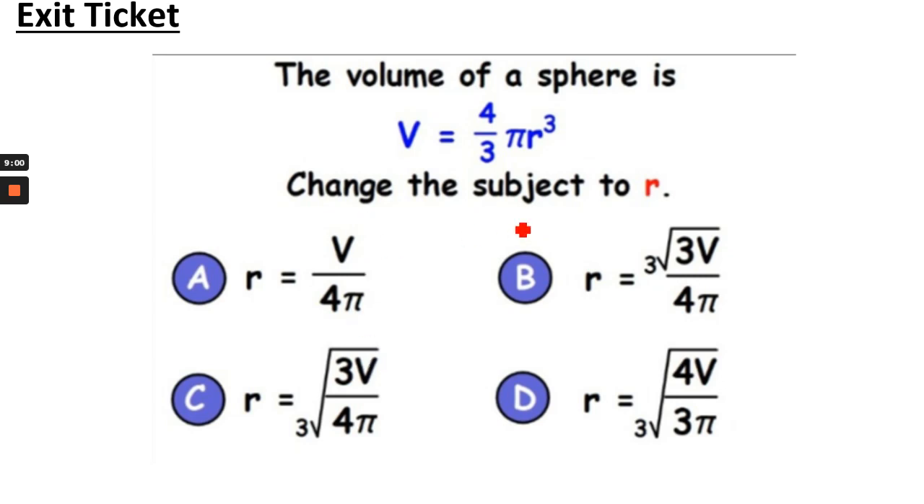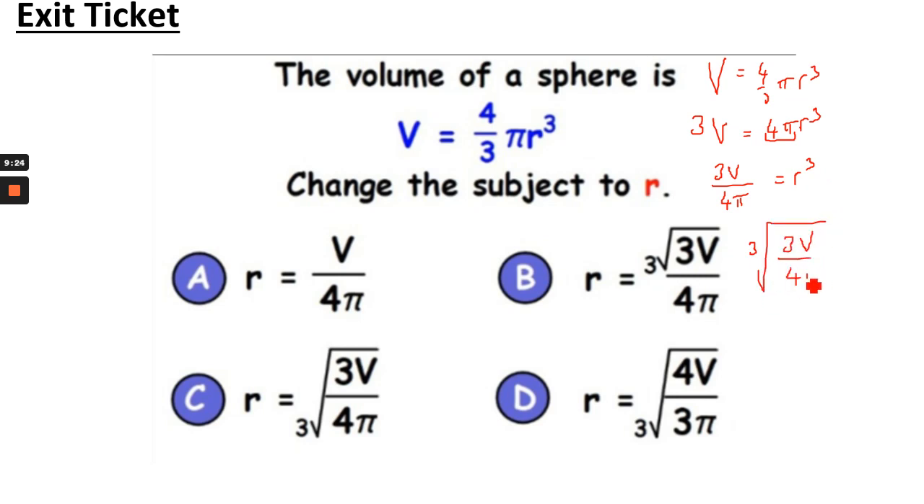Okay, so v is equal to 4/3 pi r cubed. So if we multiply both sides by 3, we get 3v equals 4 pi r cubed. We then divide both sides by 4 pi, so we've got 3v over 4 pi equals r cubed. We then want to cube root both sides. So there should be a cube root of 3v over 4 pi, which I believe is C.